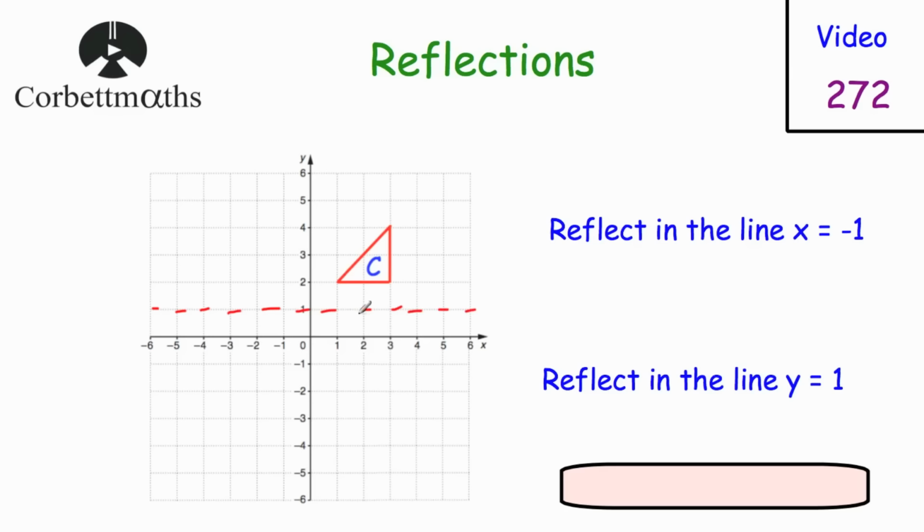And all of these points have a y-coordinate of 1. So in other words, 1, 1, 2, 1, 3, 1, 4, 1, 5, 1, and so on. So if you've got y equals and a number, it'll be a horizontal line passing through that number on the y-axis. And we have to reflect this shape, this triangle, in that mirror line.